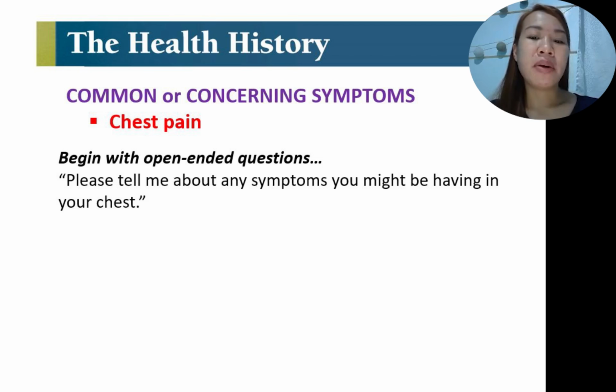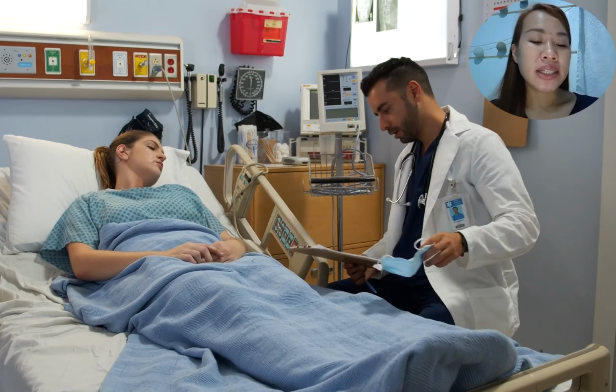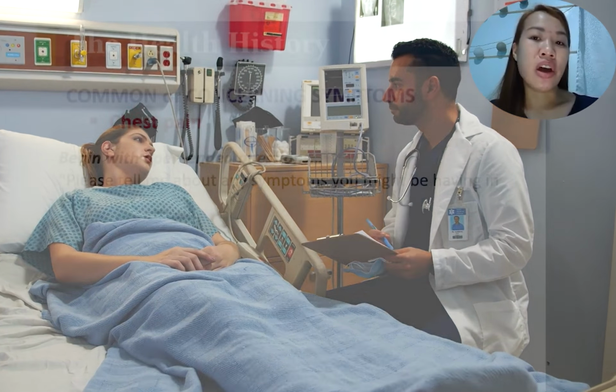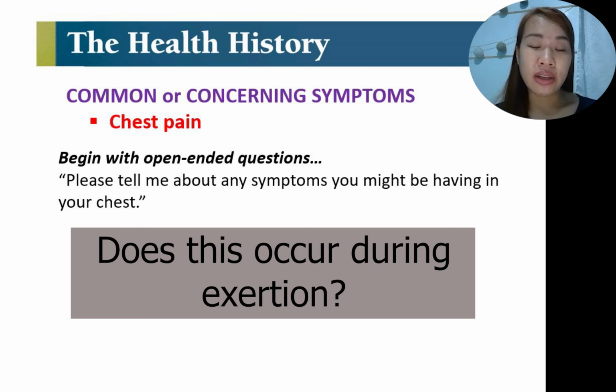So the next thing that we need to understand is, we have to begin with open-ended questions such as, please tell me about any symptoms you might be having in your chest. And then let's elicit the 7 features of chest pain. So what are the seven features of chest pain? Number 1, we'll ask, does this occur during exertion? Does it only occur if you are moving?